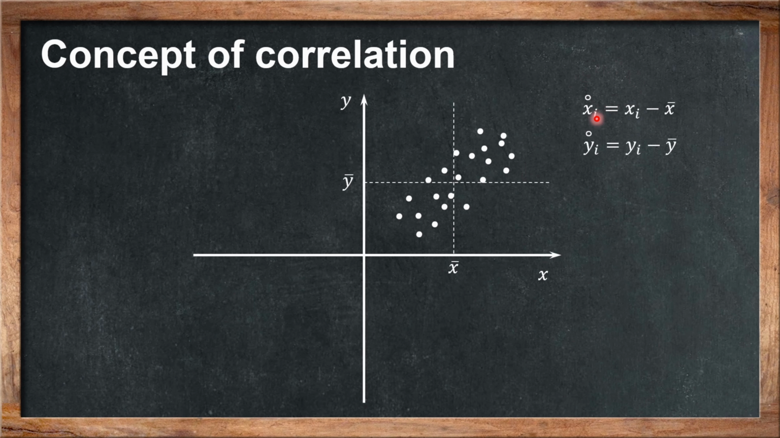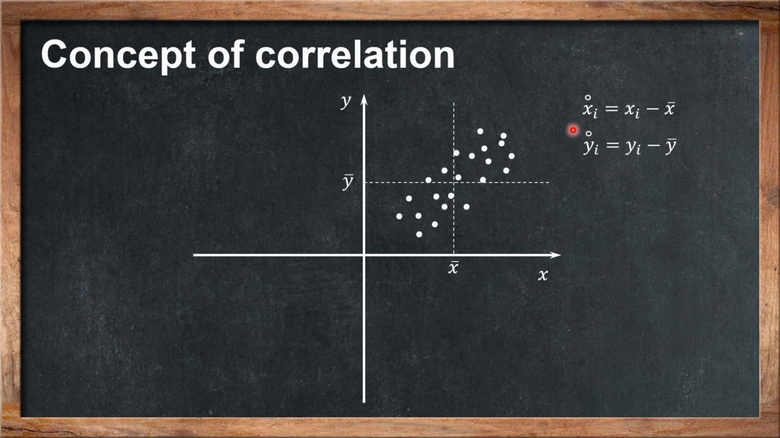X sub i centered, this circle at the top denotes the centering procedure. So we will just subtract from each x sub i its average. The same we do for y. So y sub i centered will be equal to y sub i minus y average.